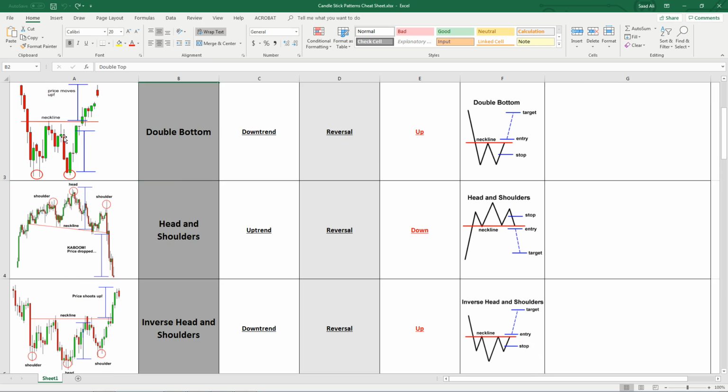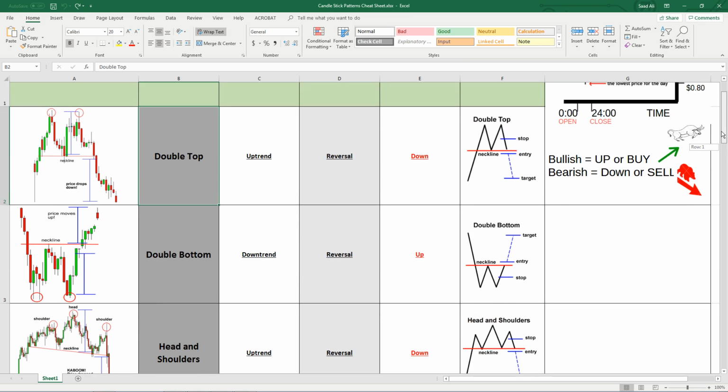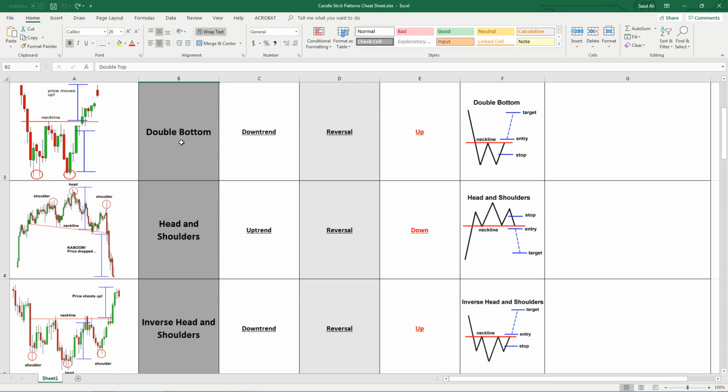So this guy here, next one is the double bottom. Same thing, there's one bottom here and then another bottom here, and you can draw this line which we call the neckline, and the distance between here is what the next distance, the breakout distance. So it's a reversal pattern.